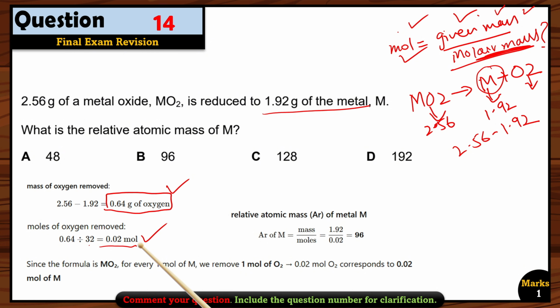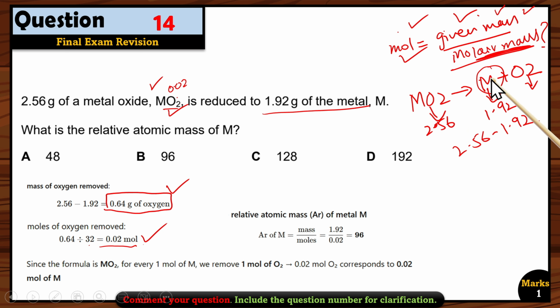Now we know that the oxygen moles we need is 0.02, right? So one oxygen molecule is one atom of the M. So of course the mole numbers will be equal. So if you need 0.02 moles of the oxygen, you also need 0.02 mole of the M. So that's why now we know the moles of the M, right?